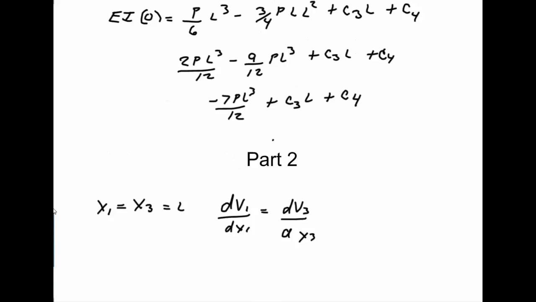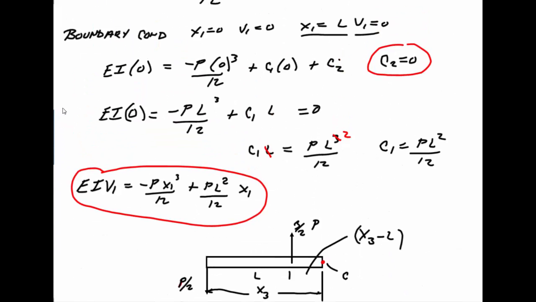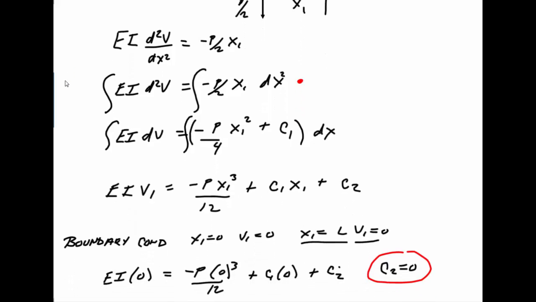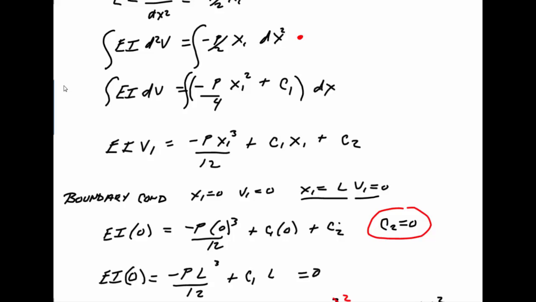and basically what I'm going to say is that when x1 is equal to x3, which is equal to L, then dv1 with respect to x1 is going to equal dv3 with respect to dx3. Now we go back to that first equation. And we had solved for this one.